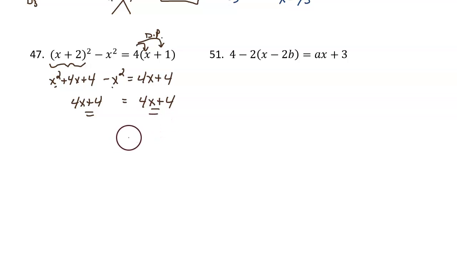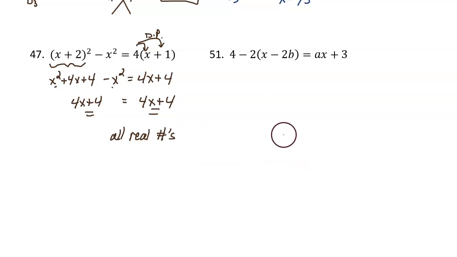This is an identity, meaning no matter what number you plug in for x, this side is always going to be equal to this side. So the answer is all real numbers. Any number can be plugged in for x.